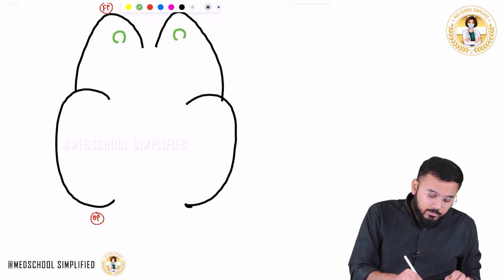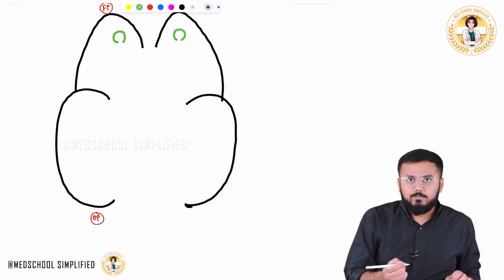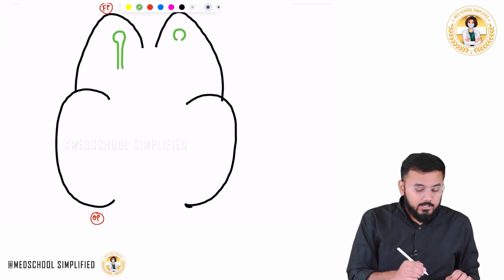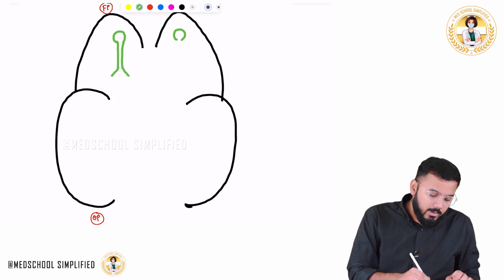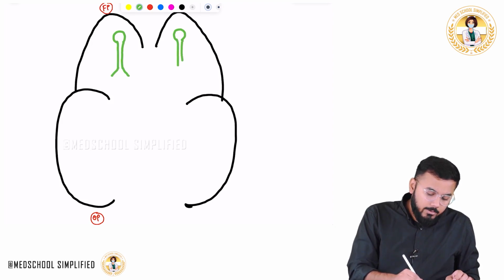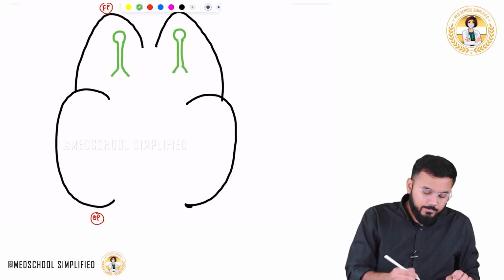How many olfactory bulbs do I have? I have got 2 olfactory bulbs. Now, just beneath your olfactory bulb, this structure that I have here is called the olfactory tract. Okay. So, this is the olfactory bulb and this is your olfactory tract. So, here also you have got an olfactory bulb and an olfactory tract.